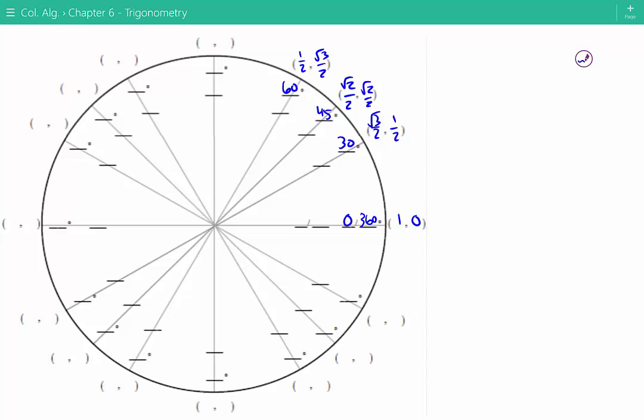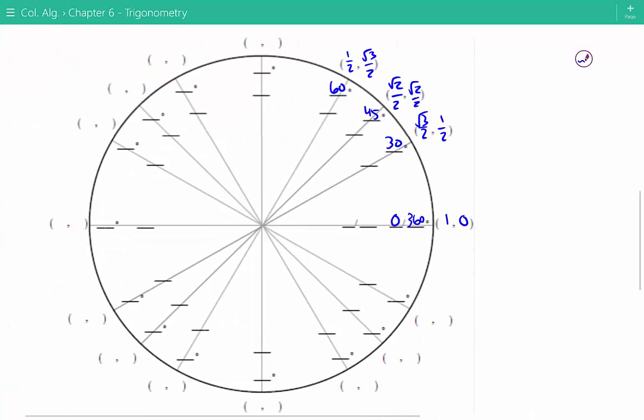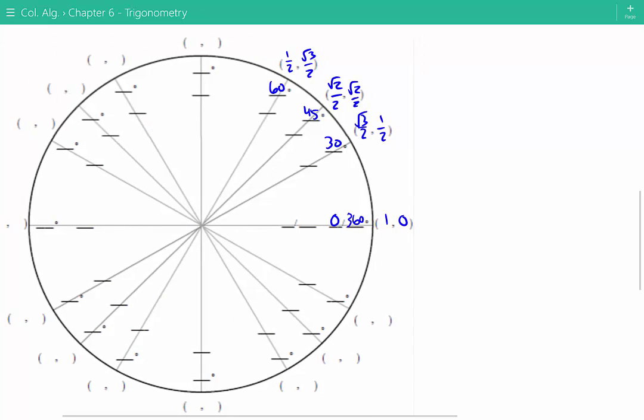Now, once you get these done, I'll hold off on the radians for now, but once you get these done, it's really easy to see what the other ones are. This is obviously 90 degrees. You go over 0, up 1. Now, this one you'll notice has the same y height. So you can use the same y coordinate, square root of 3 over 2.